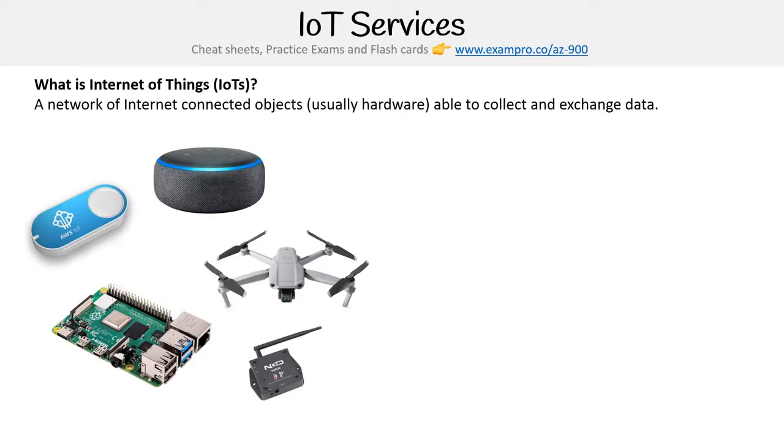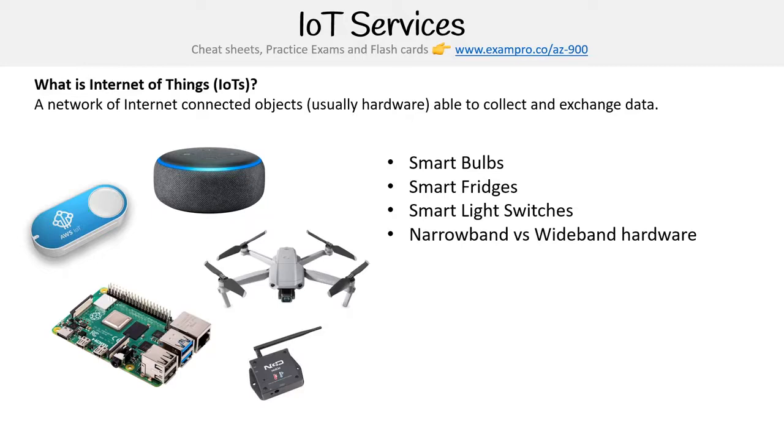Maybe you recognize some, but let's just go through a quick list of things that could be IoT devices. So you have smart bulbs. So maybe there's light bulbs in your house that are controlled by the internet. Smart fridges, who doesn't want one of those? Smart light switches, narrowband or wideband hardware. This is just a way of connecting to the internet. It's kind of like Wi-Fi. Then you have security cameras. Then you have voice command speakers. So think of like Alexa.